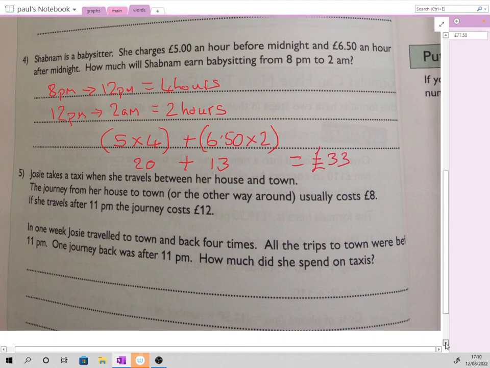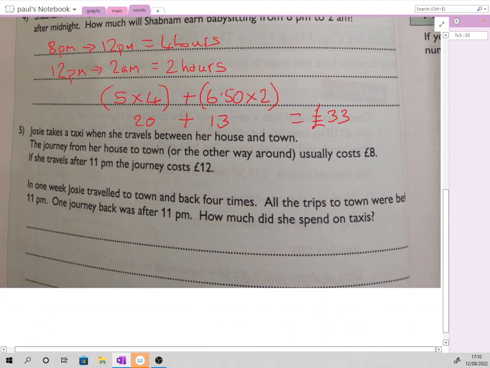Right, Josie takes a taxi when she travels between her house and town. The journey from her house to town, or the other way around, usually costs £8. If she travels after 11, the journey costs £12. In 1 week, Josie travelled backwards and forwards to town 4 times. All the trips to town were before 11, and one journey back was after 11.